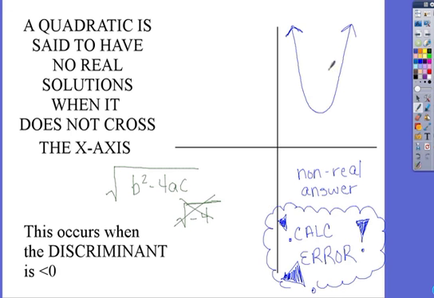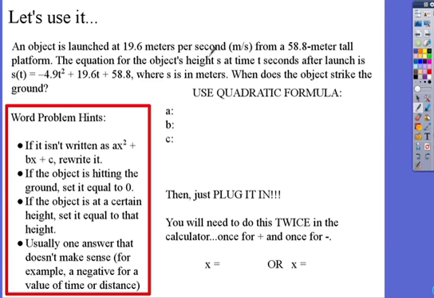So now let's take the quadratic formula and apply it to some word problems. Here we have an object launched 19.6 meters from a 58.8 meter tall platform. It gives us the equation, so this is fabulous. It tells us that the equation for the object's height, s, after t seconds, where t is time, is in meters. When does the object strike the ground?